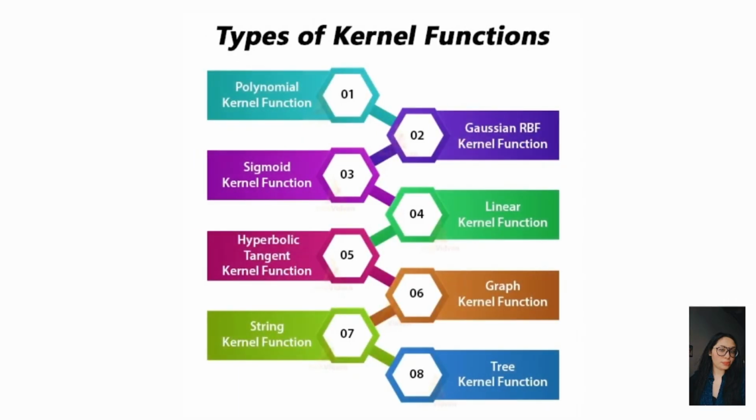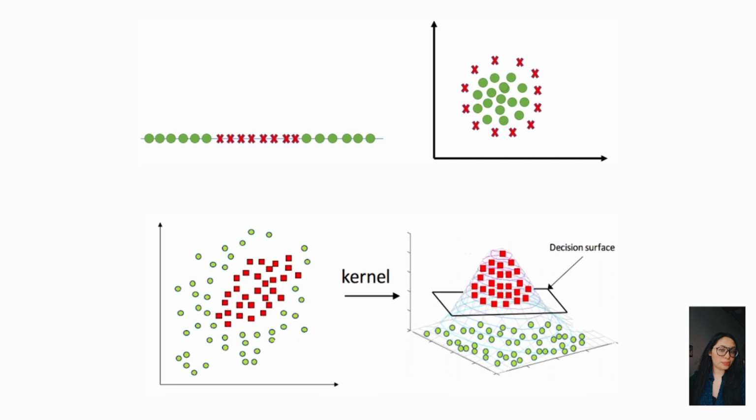Now, talking about the types of kernels, the most commonly used kernel function in SVMs is the Gaussian or radial basis function. But there are many more types, such as polynomial kernel function, sigmoid kernel function, hyperbolic tangent kernel function, and etc. So, let's understand it with a simple example.